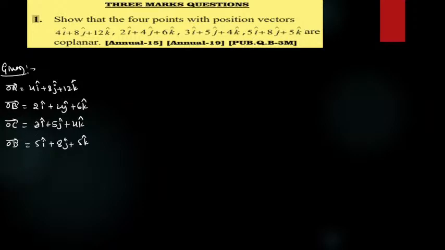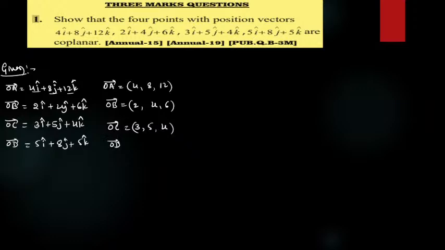So I will give a small trick here. With OA, you write the components of the OA vector like this, 4, 8, 12 directly. And the OB vector in component form, 2, 4, 6. And you write OC, 3, 5, 4. And OD, I will write the corresponding point D here, that is 5, 8, 5. Write this much.